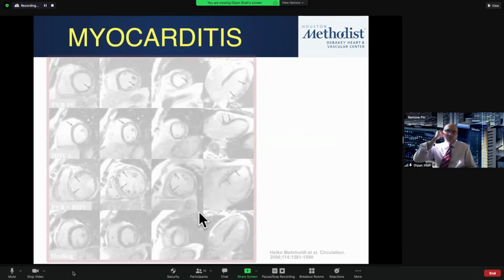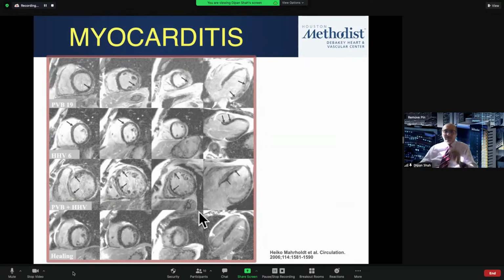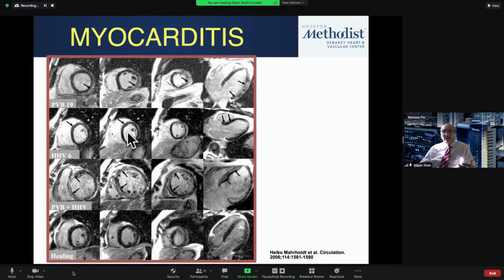Now, furthermore, they actually went through and looked at the location of the myocardial damage and the underlying type of virus. And what they noted was that parvovirus tended to affect more the lateral wall, whereas the herpes type 6 virus tended to have more of an impact on the septal walls. And then obviously some patients where they found both viruses had involvement of both the septal and the lateral wall.